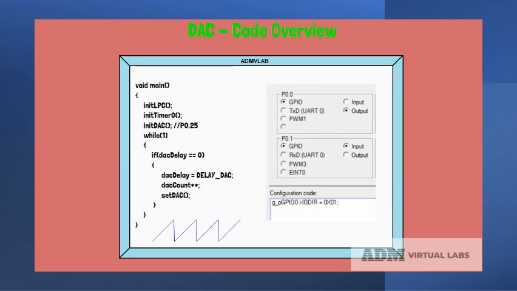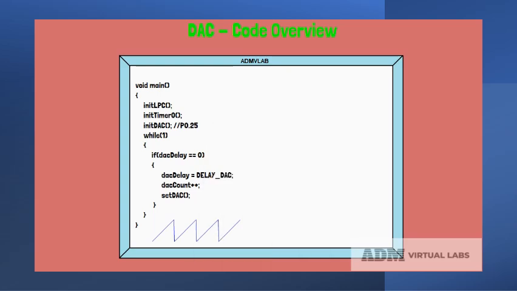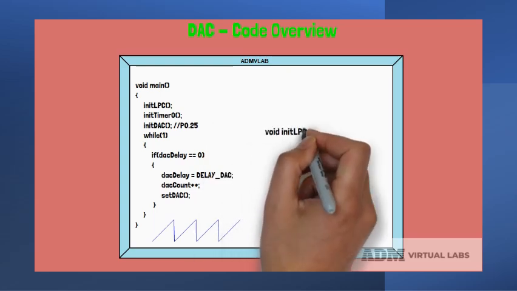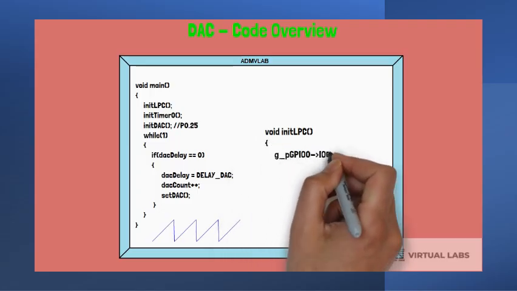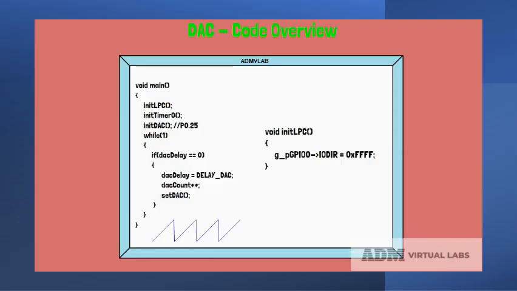On reset, all port pins are configured as input. Hence in the first function call, initialize LPC, we set the port direction of the first 16 bits to be output. As we know, these 16 pins can be used to drive a 7-segment display or an LCD module.